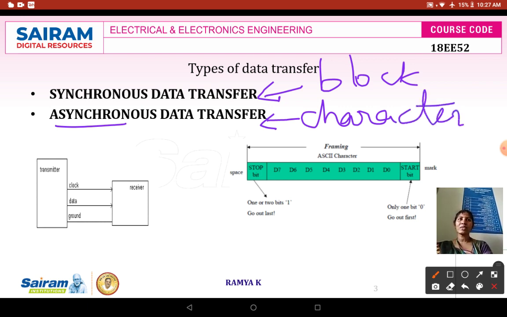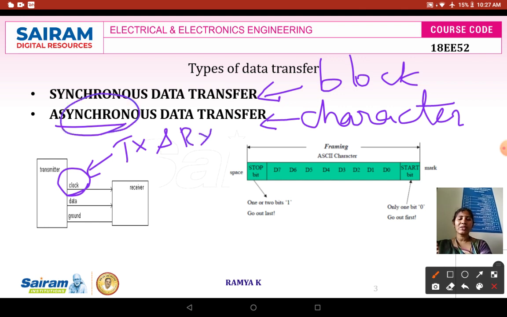In synchronous communication, the common signal, as we discussed earlier, the clock signal, is going to be common between the transmitting end and the receiving end. Whereas in asynchronous data transfer, the clock signal for the transmitting end is different and the clock signal for the receiving end is different.